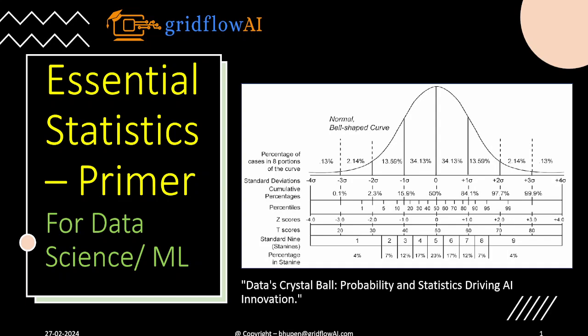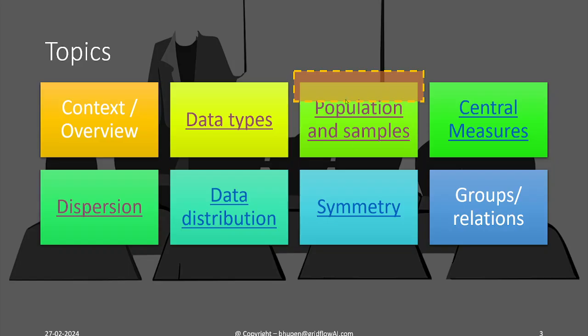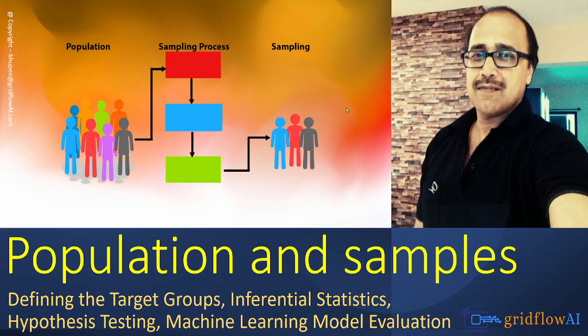In the previous video, we talked about the context and the overview, and why knowledge about data science is dependent on statistics and some amount of mathematics. We also talked about the tabular structure and the feature types. In this video, we'll look at the first topic in statistics: population and samples.